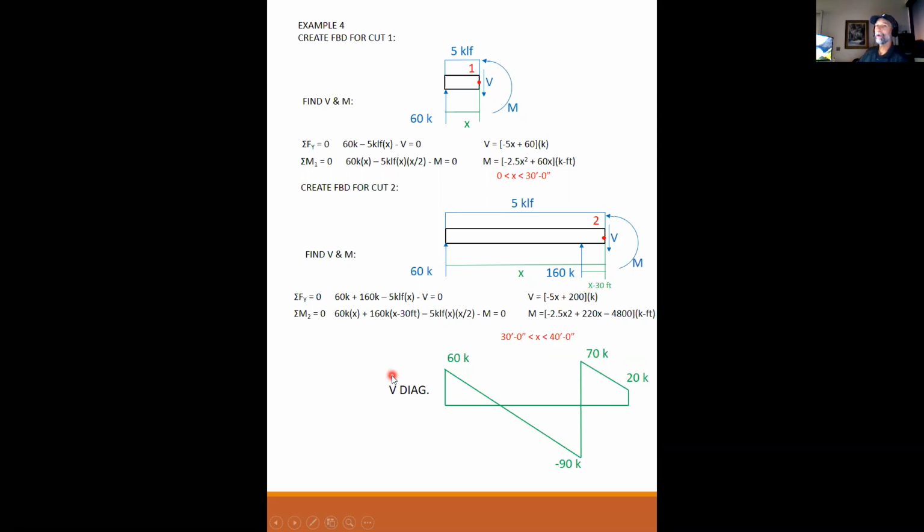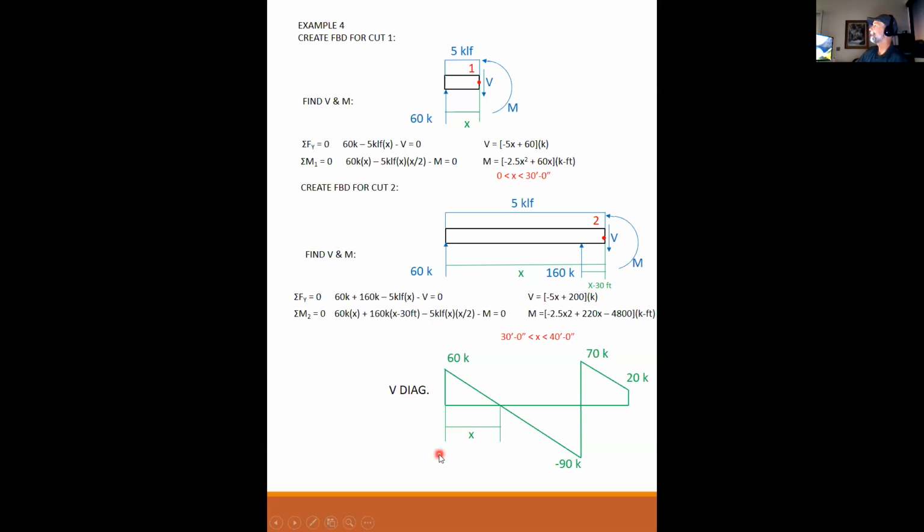Okay, but the point being at this stage of the game is if everything is linear, really all you need is the beginning and the end for each segment. So plug in 0, plug in 30, plug in 30, plug in 40: 60, minus 90, 70, 20. And that's your shear diagram. Any questions on the shear diagram? Okay.